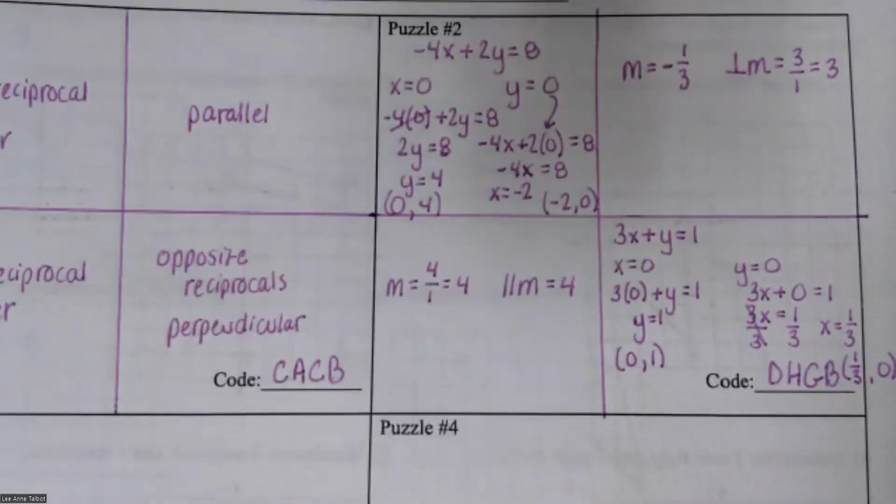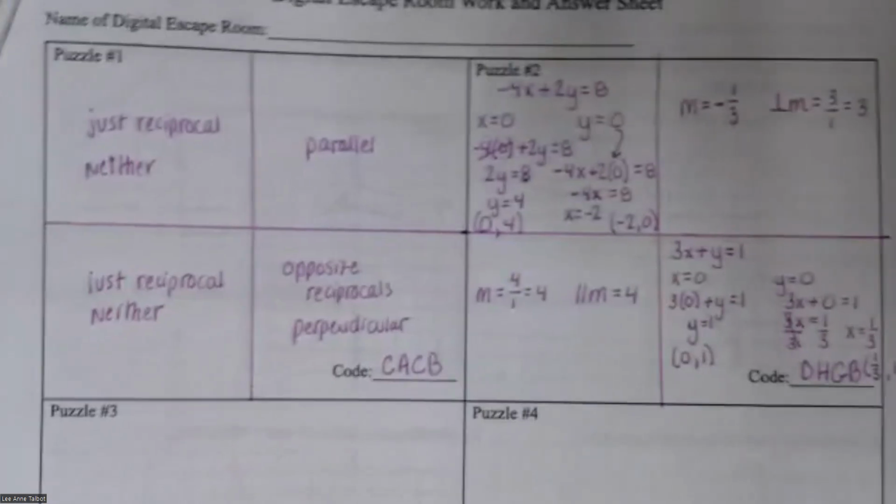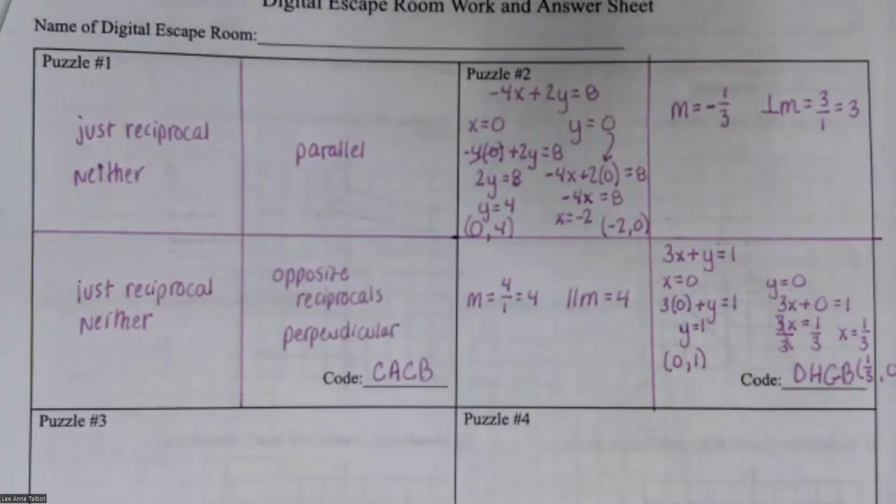Okay. Unlock yourself out of the second lock. Assuming we got it correct. Did we? Yeah. Okay. Excellent.